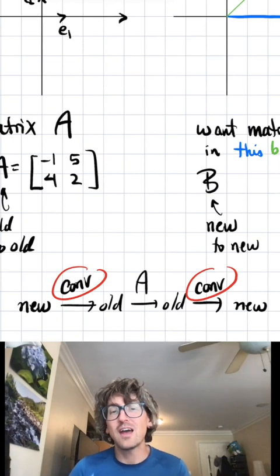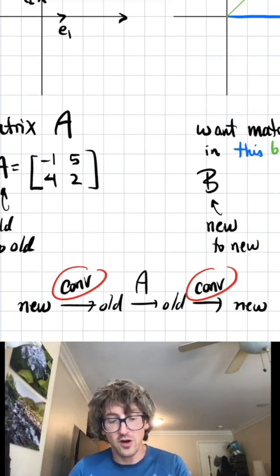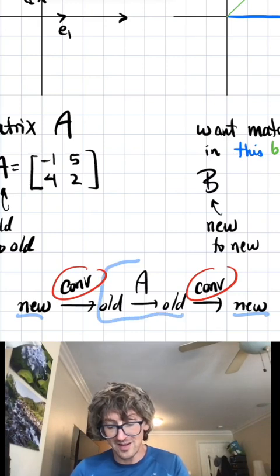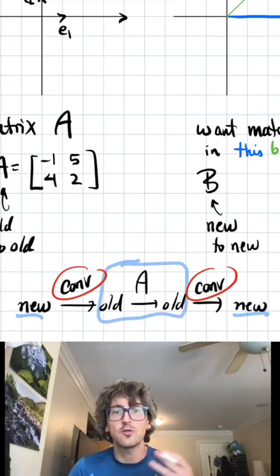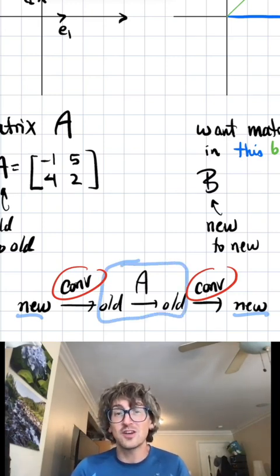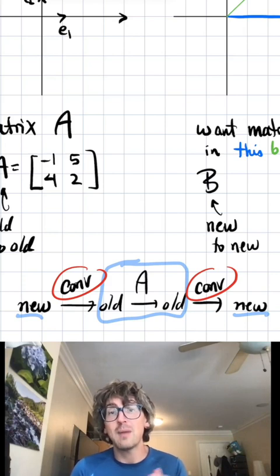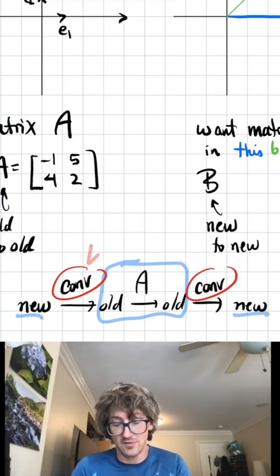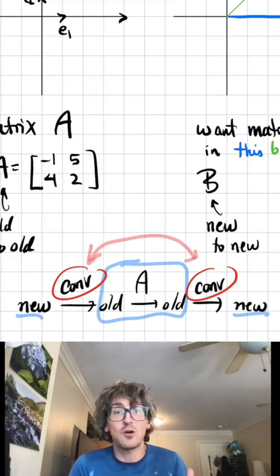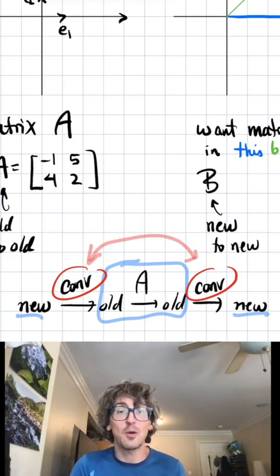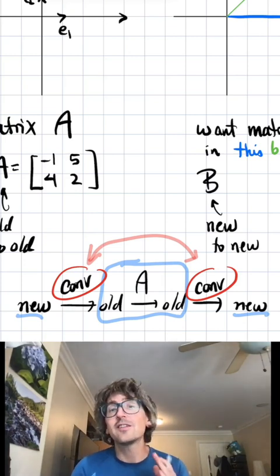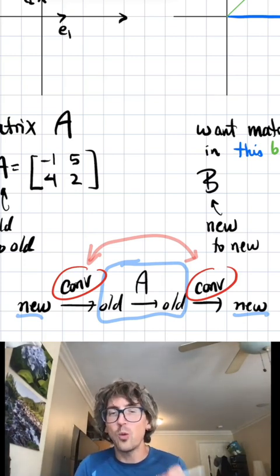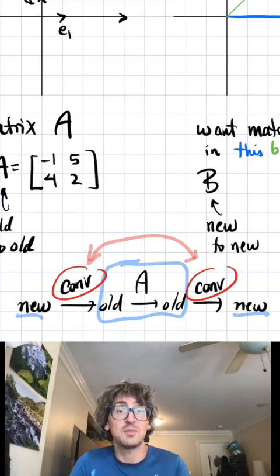What will unlock everything is that since we want to start and end in the new coordinate system, we can use our matrix A in the middle, which is going to go from old to old, as long as we can convert from new to old and then back from old to new. Notice that these two matrices I've circled have to be inverses of each other, because, well, going from new to old is the inverse of going from old to new. This is good news because we only have to find one conversion matrix. The other will just be the inverse of it.